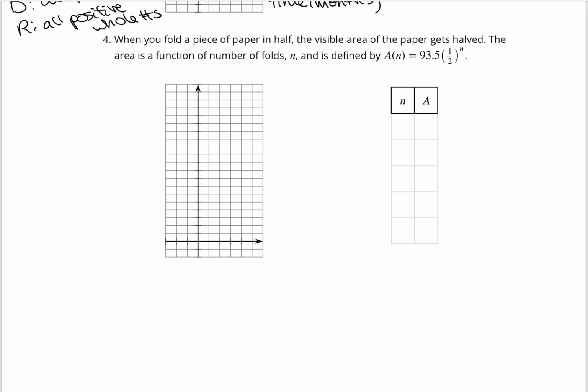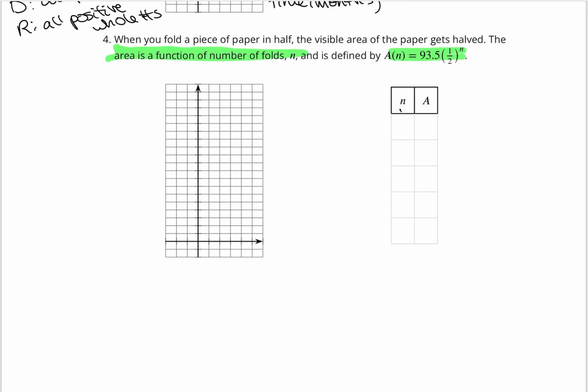So this tells us the area is a function of number of folds, which means area is our dependent variable, number of folds is our independent variable, and then here's our equation that represents the relationship. Thinking about what we learned in our previous lesson and the form of an equation for an exponential relationship, I can see that my initial area is 93.5, and then my growth rate is 1/2. That makes sense, because as I'm folding it in half, I'm cutting the area in half.